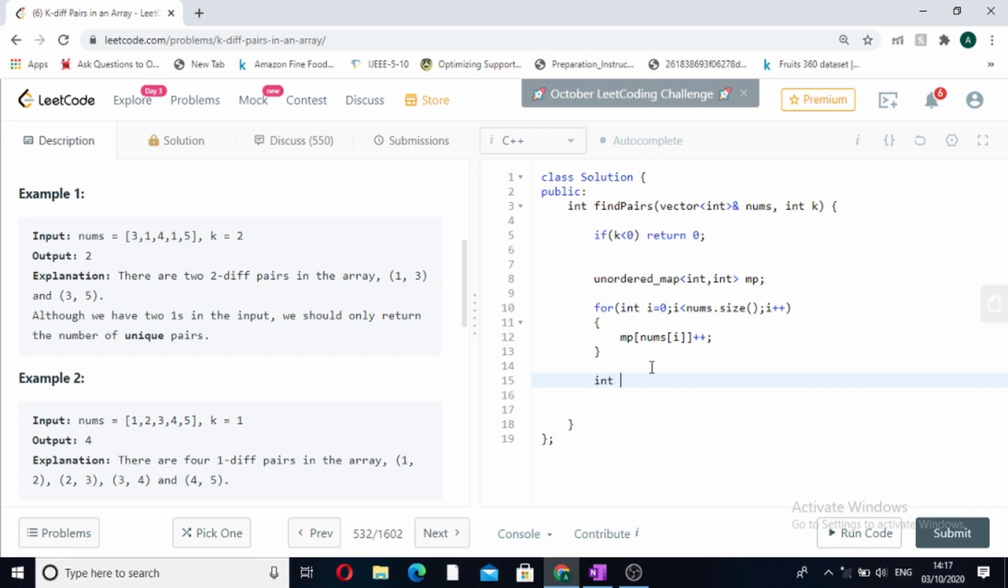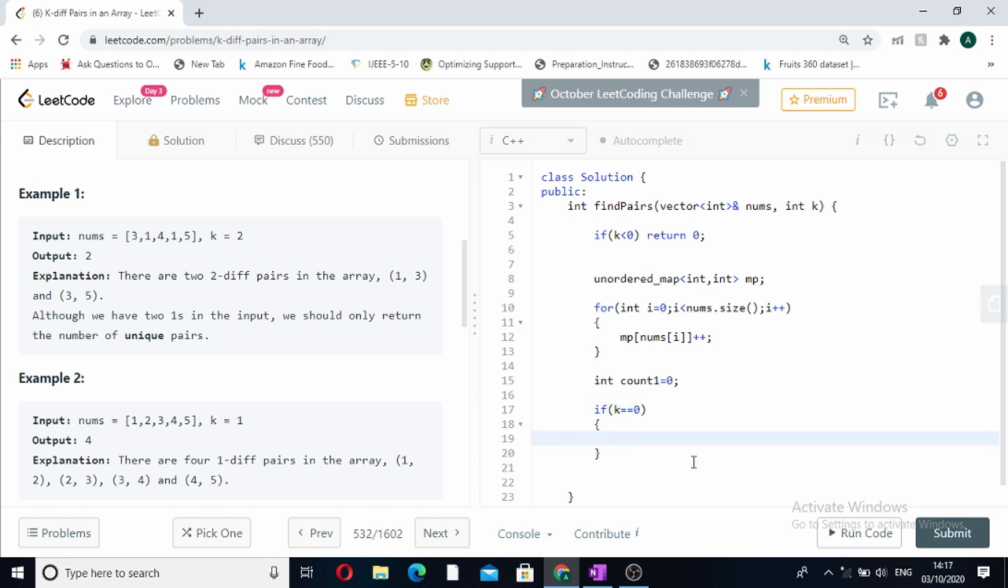Now we have to take a variable called count1, which will store the number of unique pairs, in this case it is 2 and in this case it is 4. So this will be count1 and initialize it with 0. Now here come the two cases where our k is equal to 0 and when our k is greater than 0. So first look at the condition where our k is equal to 0.